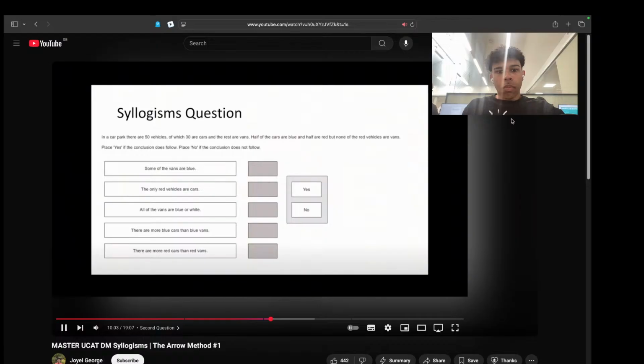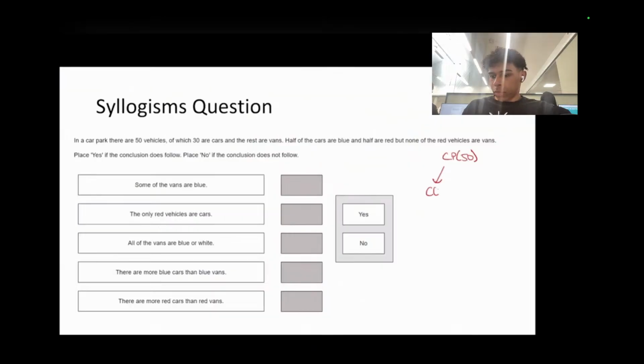In a car park, there are 50 vehicles, of which 30 are cars, and the rest are vans. That means there's 20 vans. Half of the cars are blue, half of the cars are red, but none of the red vehicles are vans. Okay, so what I've done is, once again, this time my arrows are going down because that's just the way the speech was. In a car park, there are 30 cars and the rest are vans, etc., etc.